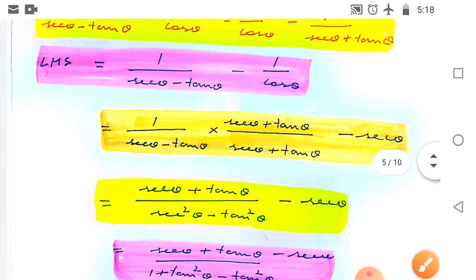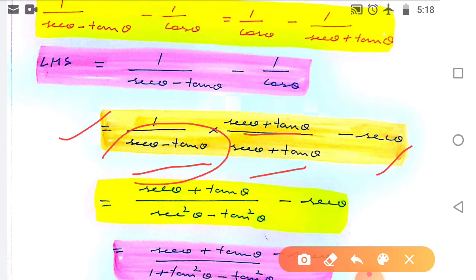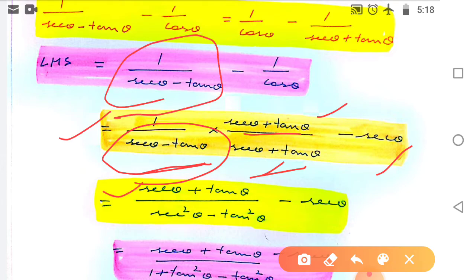So here what you have to do is, this is a trick, or you can say an important step. We need to rationalize this. So this is sec theta minus tan theta, you multiply numerator and denominator with sec theta plus tan theta. So when you multiply the first term, it becomes sec theta plus tan theta upon sec square theta minus tan square theta, and this minus 1 upon cos theta is as it is. Any issue?